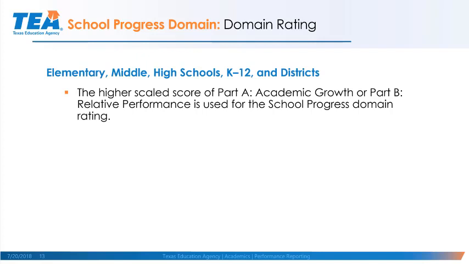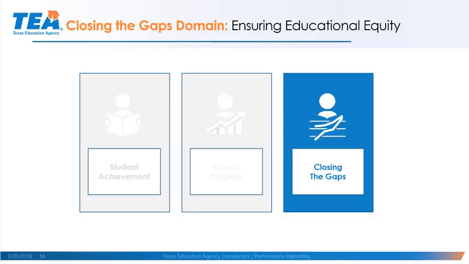For the school progress domain, both Part A and Part B are evaluated, and the higher scaled score of Part A or Part B is used as the overall score for the school progress domain. The third domain is the Closing the Gaps domain.